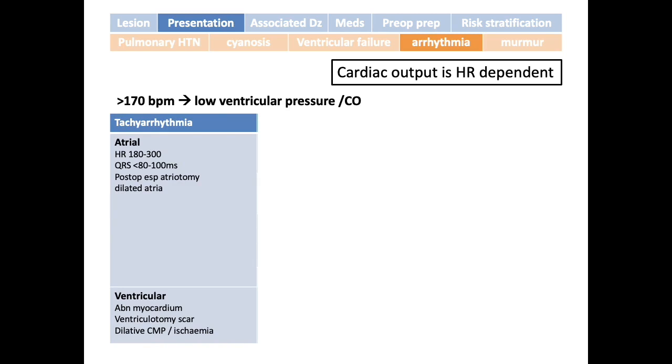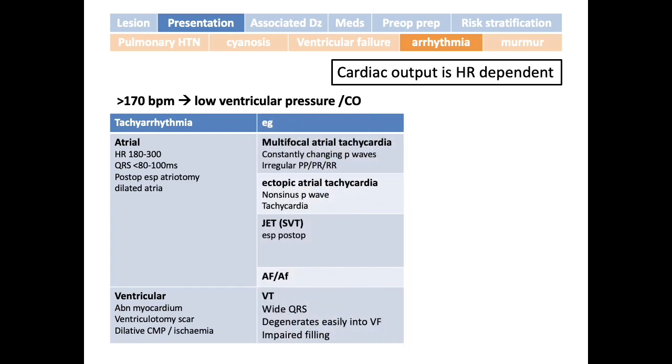Atrial tachyarrhythmias tend to occur with a rate of 180 to 300, and usually have narrow QRS complexes, less than 80 to 100 milliseconds on ECG. They are commonly due to atrial dilation and postoperative scarring, especially from atriotomy. Some examples include multifocal atrial tachycardia, ectopic atrial tachycardia, junctional ectopic tachycardia, supraventricular tachycardia, and atrial fibrillation or flutter.